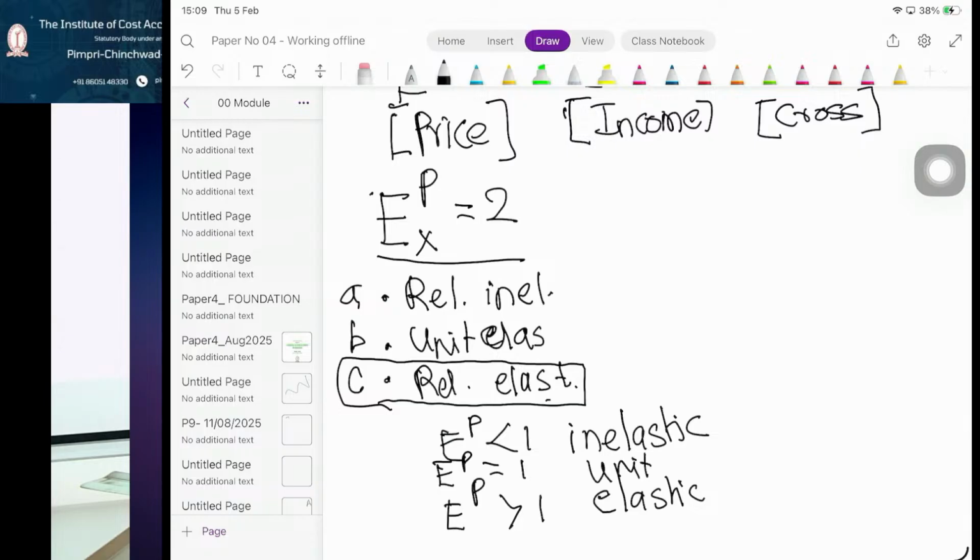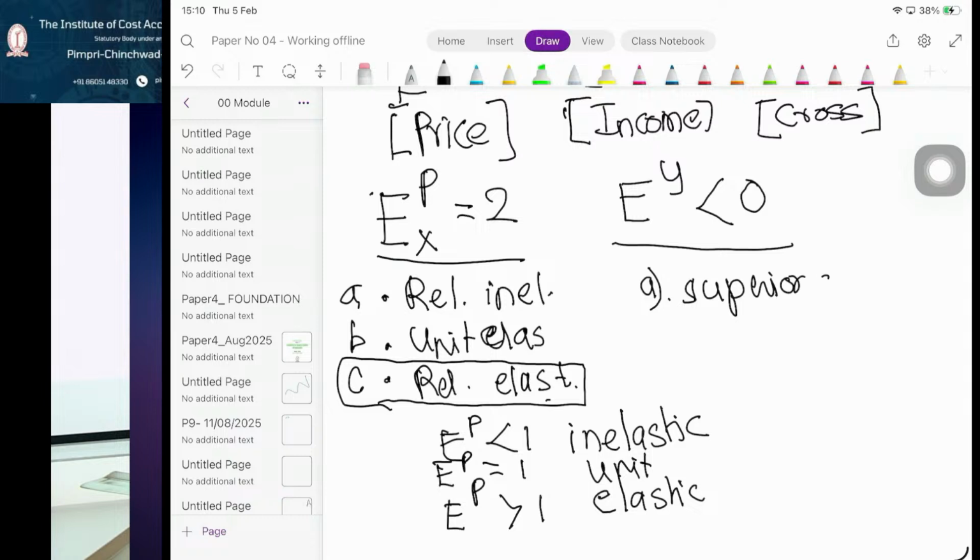Is that fine, all of you? Even the online students, are you okay with this? Okay, good. Tell me, if income elasticity for a product calculated was negative, would you call the product a superior good, neutral good, or inferior good?